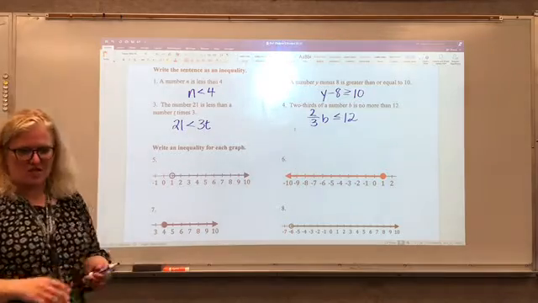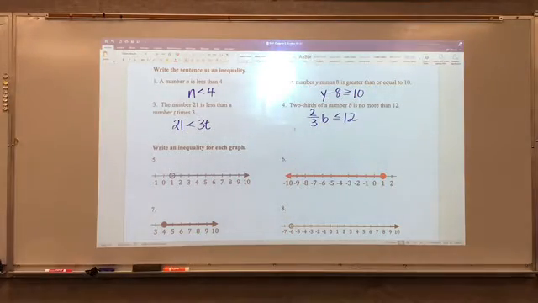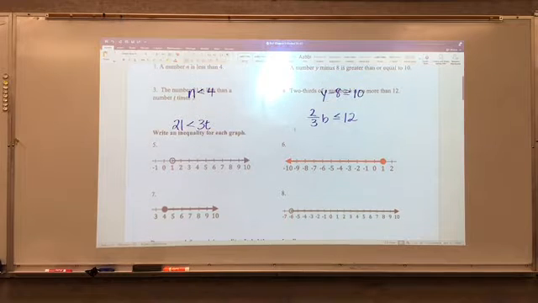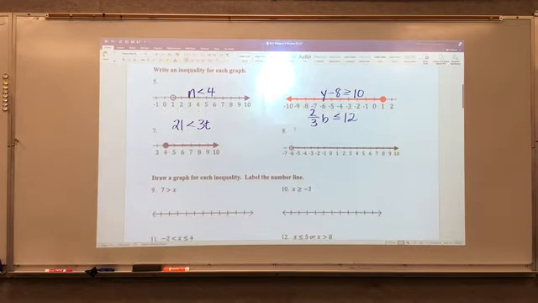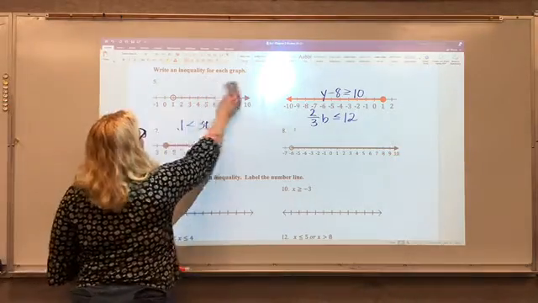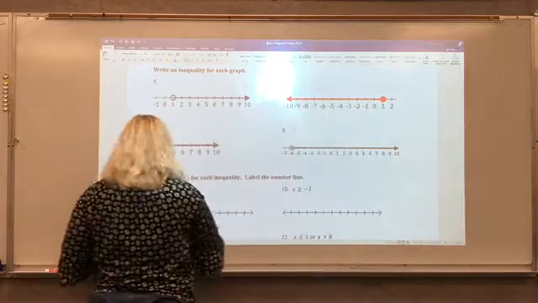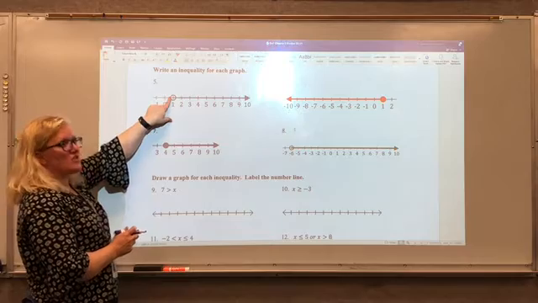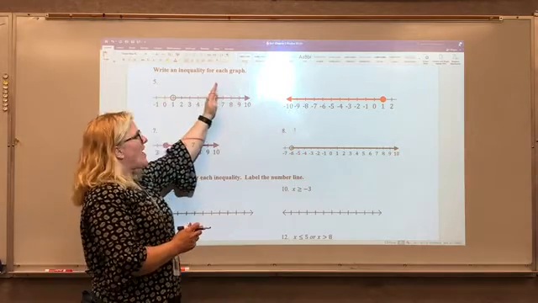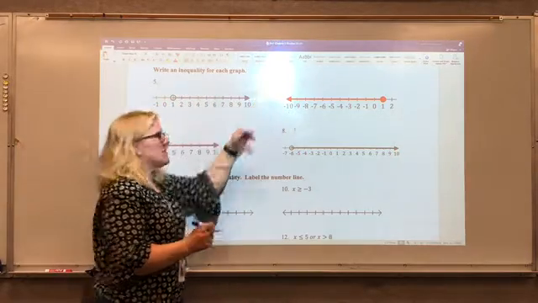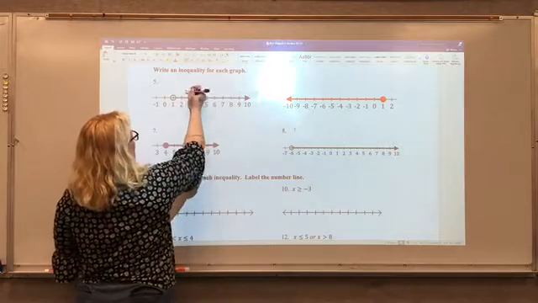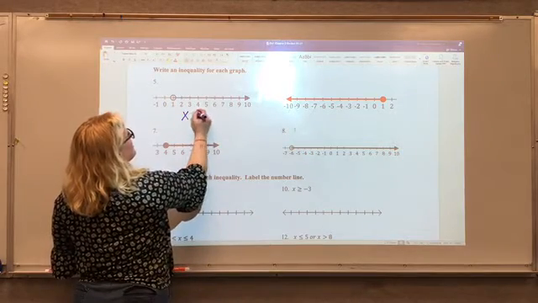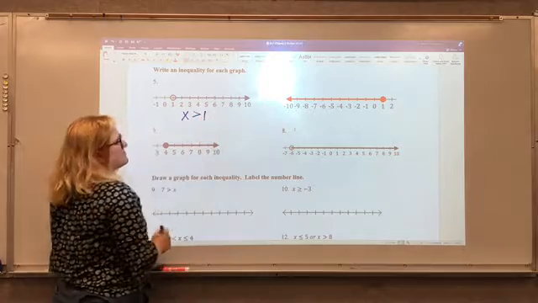Okay, I'm actually going to move this up a little bit so we can see this a little bit better. It says write an inequality for each graph. Okay, so for this first one, we see that we've got 1 and it's an open circle, and this is every value that's bigger than 1. So x is bigger than 1.